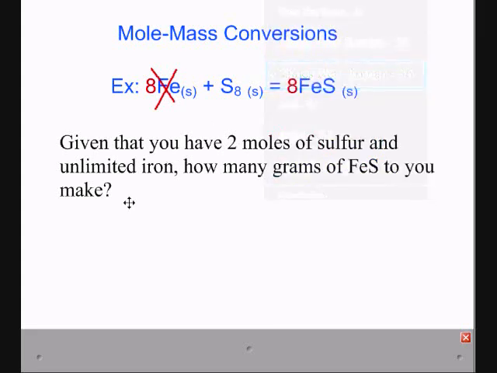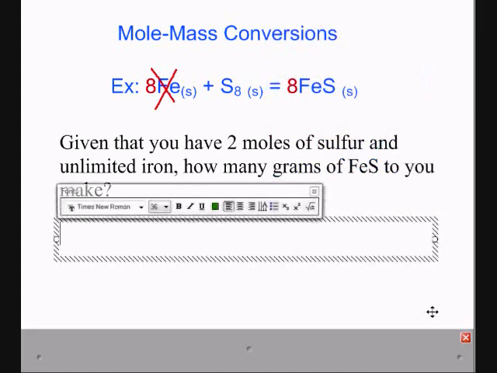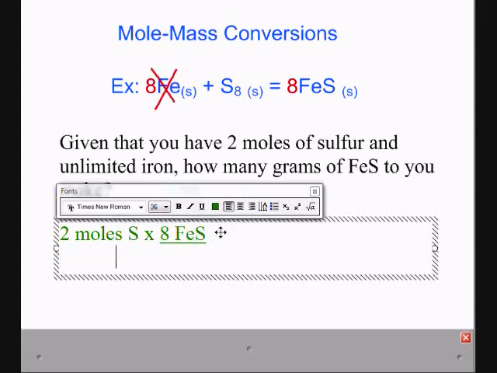Step here. Let's go ahead and start it out like we did before. 2 moles of sulfur times the molar ratio. What's the molar ratio? I get 8 moles of iron sulfide for every 1 mole of sulfur, right? So let's go ahead and put that in here before we forget. 8 moles of product for every 1 mole of sulfur.